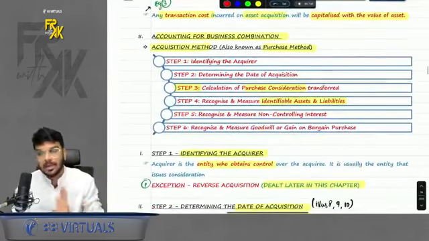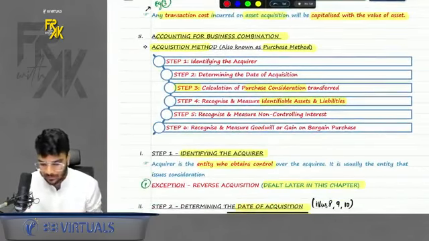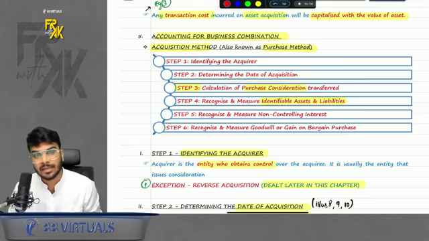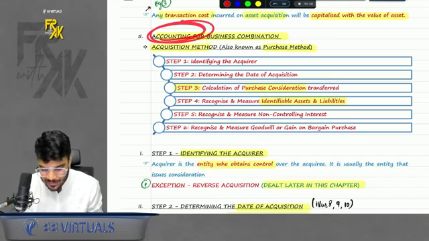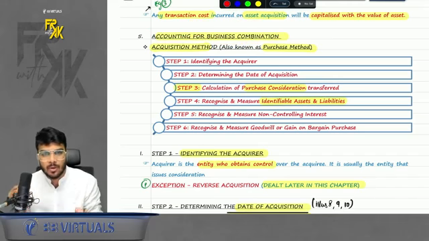Do remember. Now comes the main part of this chapter, that is accounting for business combination. Now what is the meaning of accounting for business combination? That means whenever you enter into a business combination, how will the purchasing company account for it?